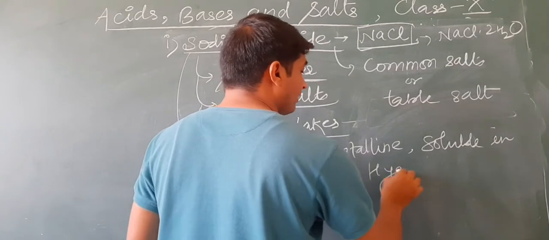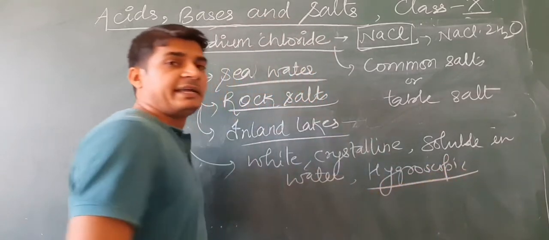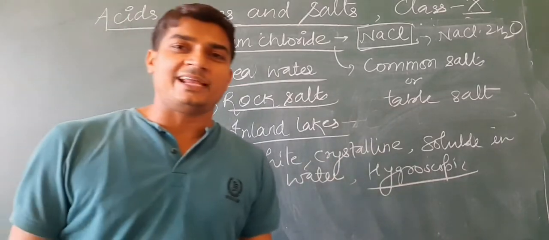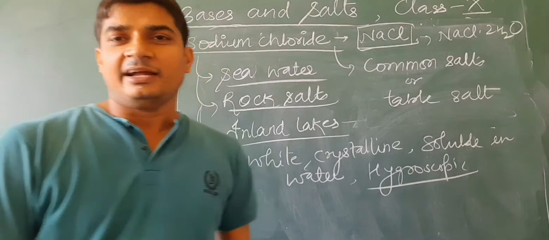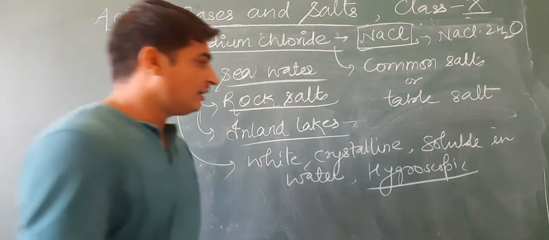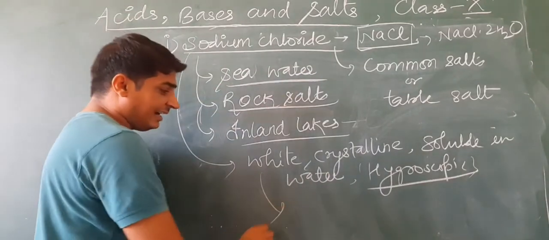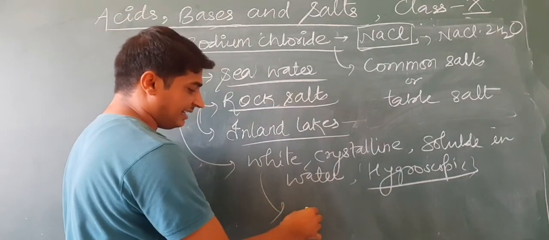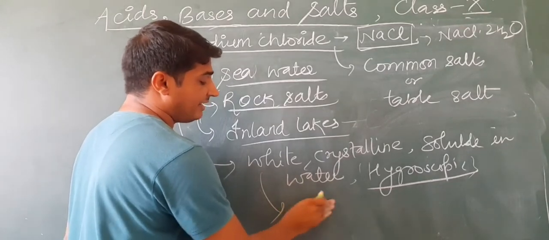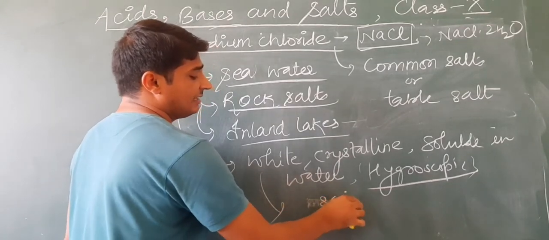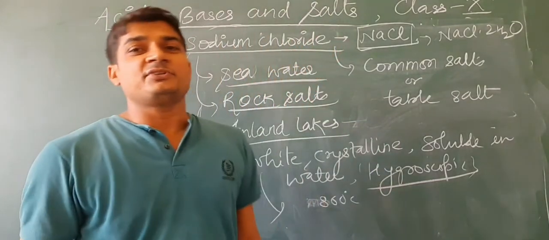It is a little bit hygroscopic. Why is it hygroscopic? Due to the presence of calcium chloride and magnesium chloride, which absorb moisture from the atmosphere, the salt becomes wet. So this nature is known as hygroscopic nature. Melting point is very high, more than 800 degrees Celsius, almost 860 degrees Celsius. So these are the physical properties.